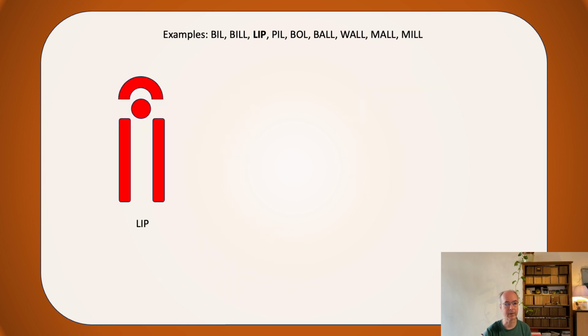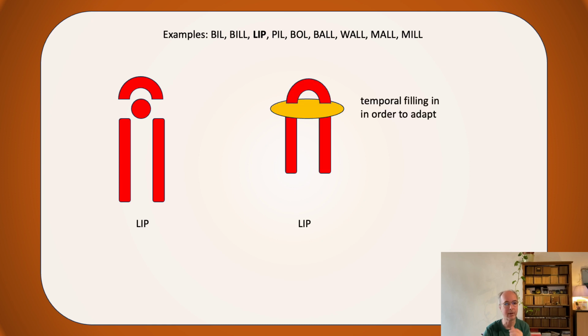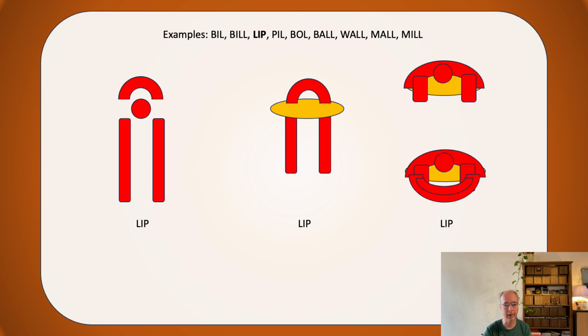Lip. So we have the L, the I and the P. So I have to fill in. The L has to go to the filling in of the I that has to be pressed in the P. So there you have to press it in. We press it in, we press it out, and in the end we have the lip. So slightly different than pill.